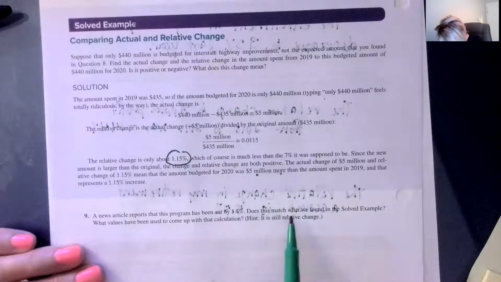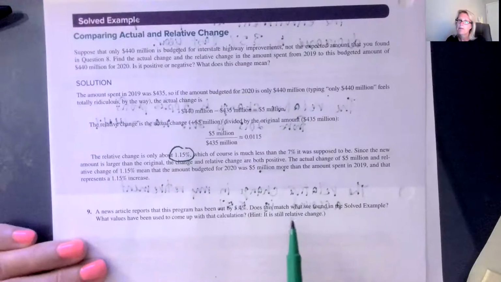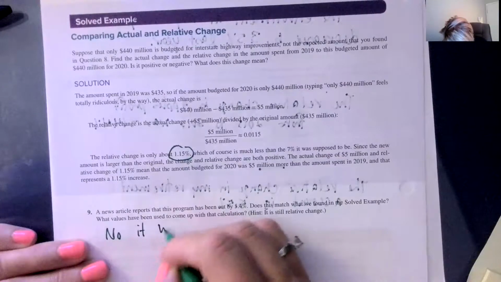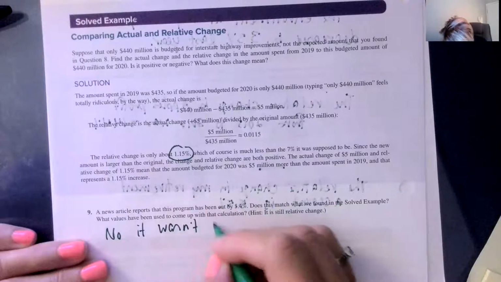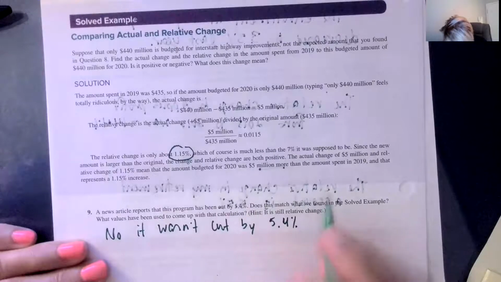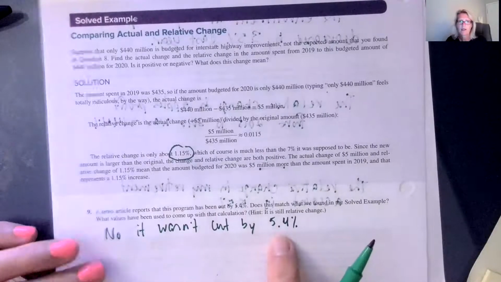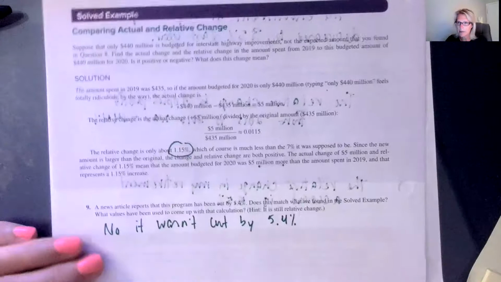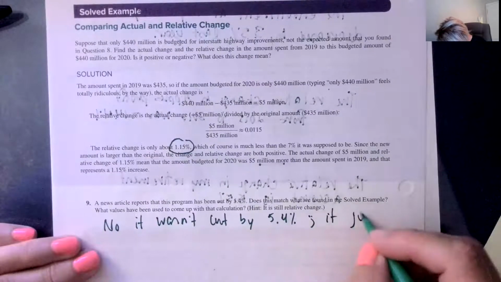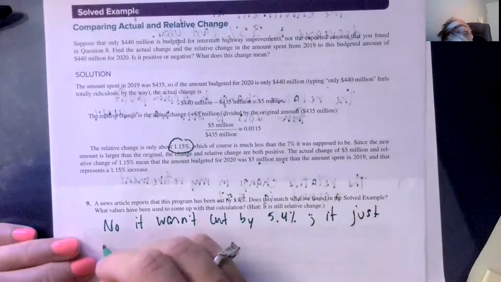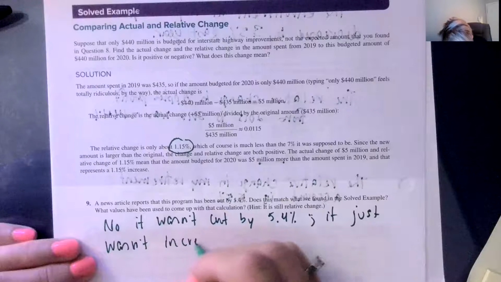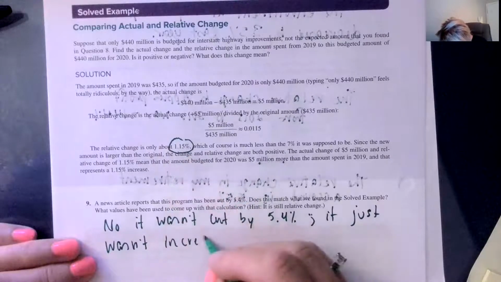So it said the news article reports that this program has been cut by 5.4%. Does this match what we found? No. It wasn't cut by 5.4%. It just wasn't increased by the full 7%, right? It was only increased by 1.15%.